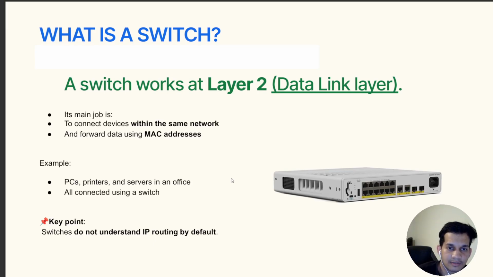So let's take first what is a switch. A switch is nothing but a layer 2 device in which the MAC address takes place, so it comes into the data link layer. Its main job is to connect the devices in the same network and forward frames using MAC addresses. For example, PCs, printers and servers in the office are all connected using switches. Can you see the image over here? It has a large number of interfaces, and the devices are connected to the switch and so are in the same network. The key point to take is that a switch doesn't understand any IP routing by default. We'll come to the difference table later on.